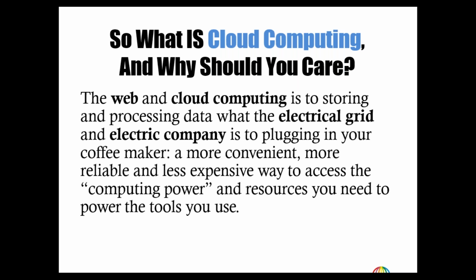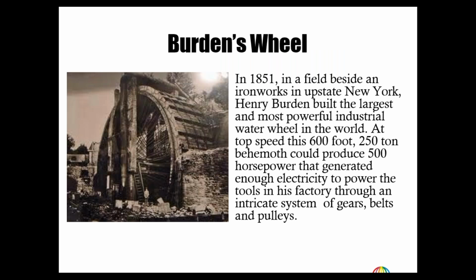If you look back, once upon a time, large factories were required to produce their own power to operate the tools and machines they used to produce their wares. In 1851, in a field beside an ironworks in upstate New York, Henry Burden built the largest and most powerful industrial water wheel in the world. At top speed, this 600-foot, 250-ton behemoth could produce 500 horsepower, generating enough power to run the tools in his factory through an intricate system of gears, belts, and pulleys.